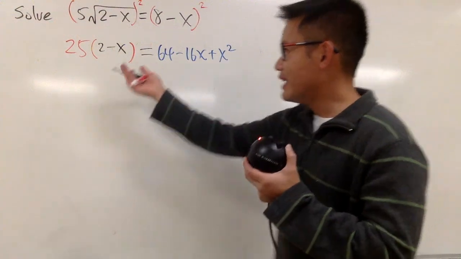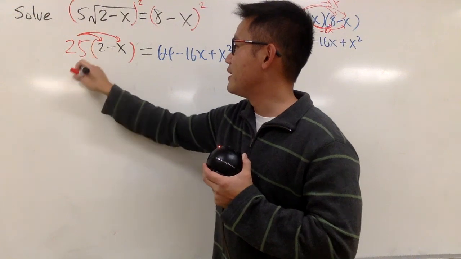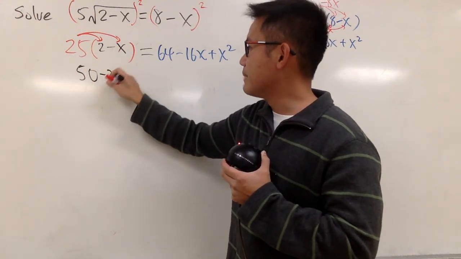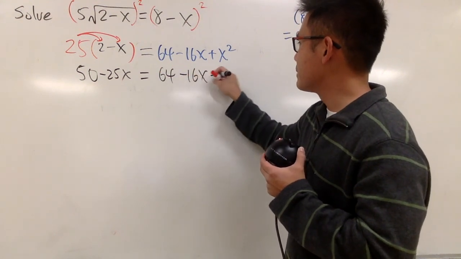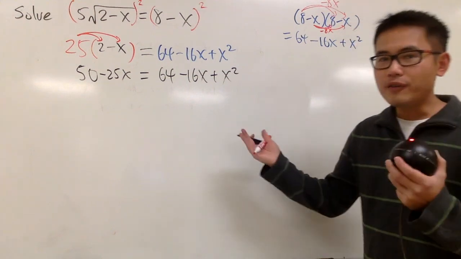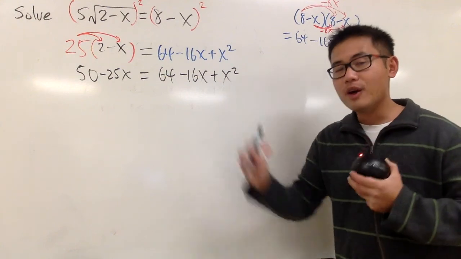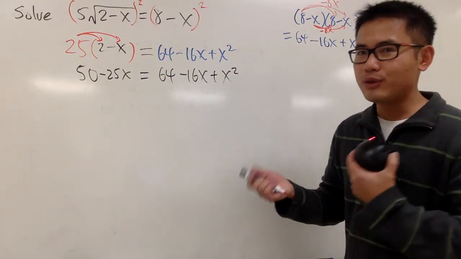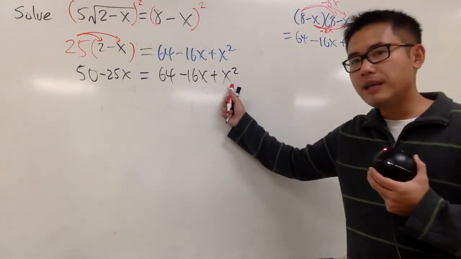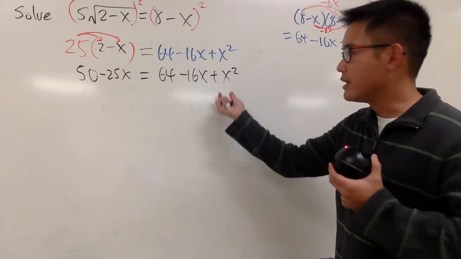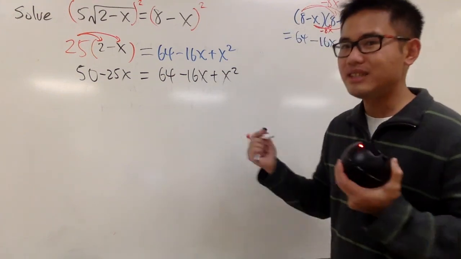Okay, on the left-hand side though, we will just distribute this real quick. 25 times 2 is 50. 25 times negative x is minus 25x, and this is equal to 64 minus 16x plus x squared, like this. So far, so good, okay? Now, in this equation, we have x squared. We are going to make one side equal to 0 and then try to factor the other. This is solved by factoring, okay? To do so, I want to keep the x squared term on the right-hand side because this is positive x squared already. I want to keep it as positive. It's easier to factor that way.